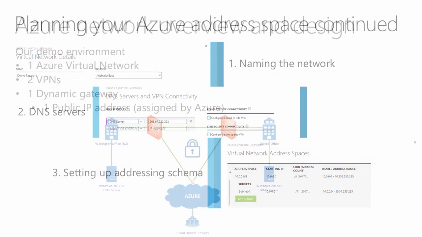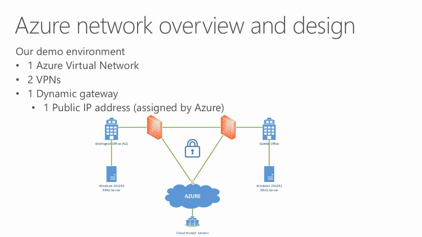Now that we know what our address space is going to look like, we can start to piece together our network diagram. So what will our demo environment look like? I've designed it based on the diagram here. So what's going on in this picture? Well, we have two sites, Wellington and Seattle. At each site we have a firewall.